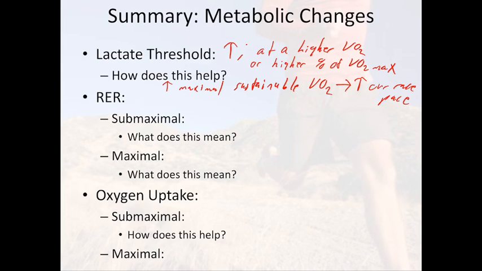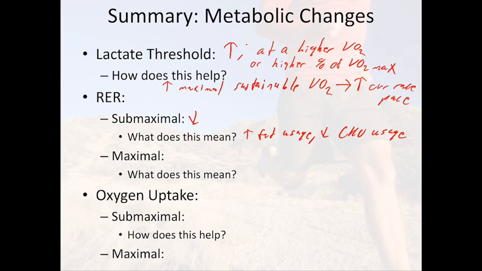RER, submaximally. What would happen to RER submaximally? If we're shifting to burning more fat submaximally, then we're going to have a decrease in submaximal RER. So a decrease in submaximal RER means increased fat usage and decreased carbohydrate usage.